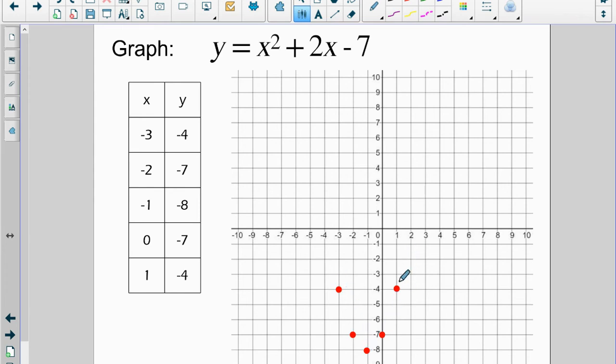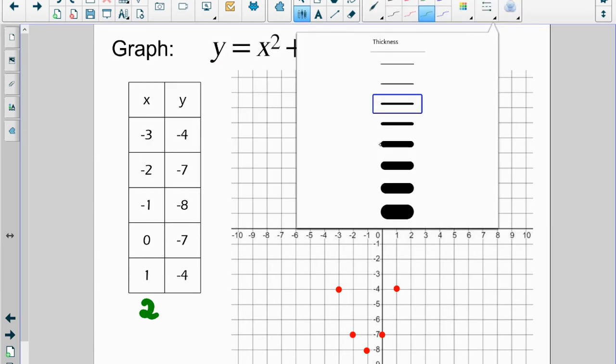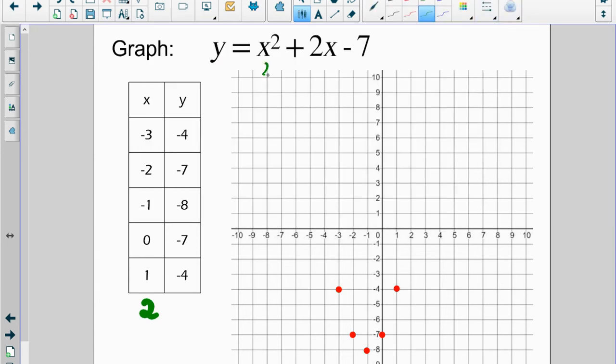If I wanted to know exactly where else I should try to aim when I draw my parabola, I know it's going to go kind of up this way. And my next x value is 2. I could certainly use the x value of 2 and plug that into our equation. So 2 squared plus 2 times 2 minus 7. And that's going to give me 4 plus 4 minus 7. Well, 4 plus 4 is 8. 8 minus 7 is 1. So that actually gives me another point.